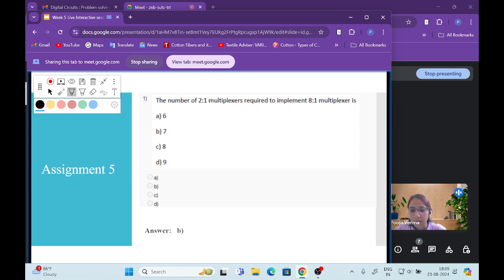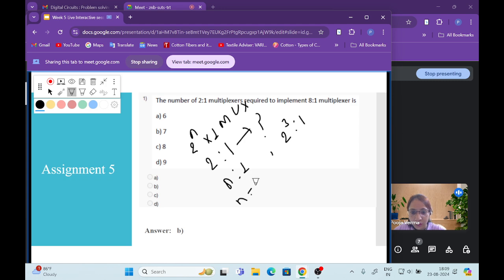Already we know how to implement a 2 to the power n into 1 mux using 2:1 mux. How many 2:1 mux are required to implement an 8:1 mux? If we do 2 to the power 3, then here we will get n is equal to 3, right? That is also the 8:1 multiplexer. So we can solve it in two ways.